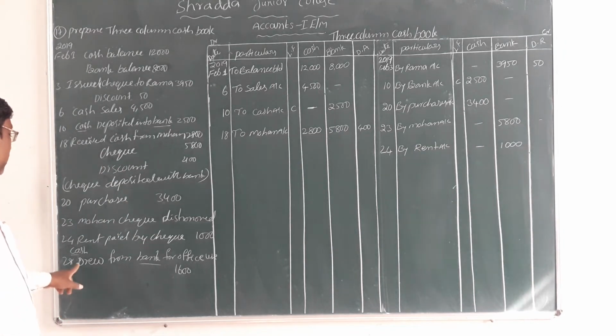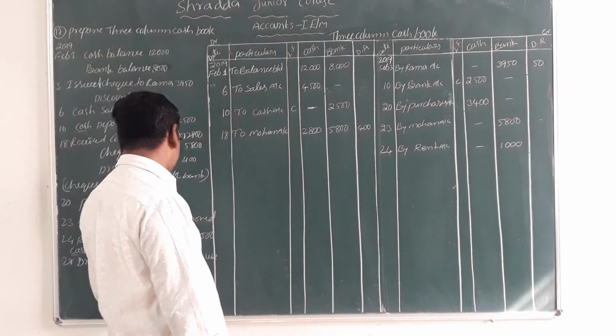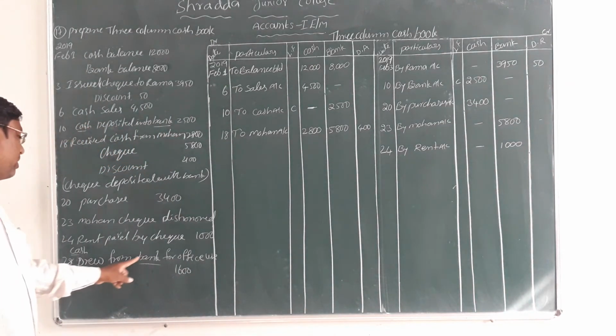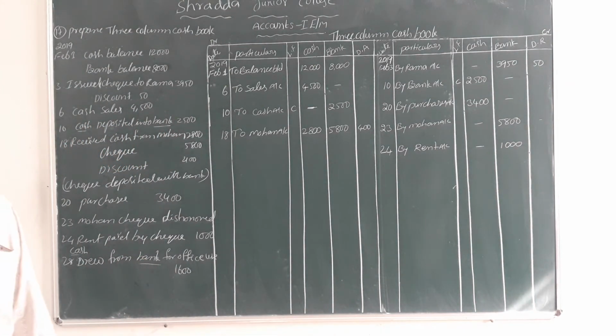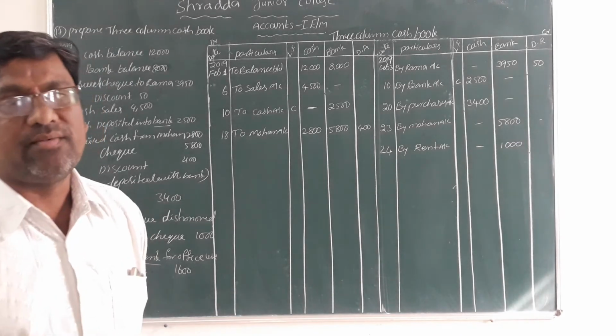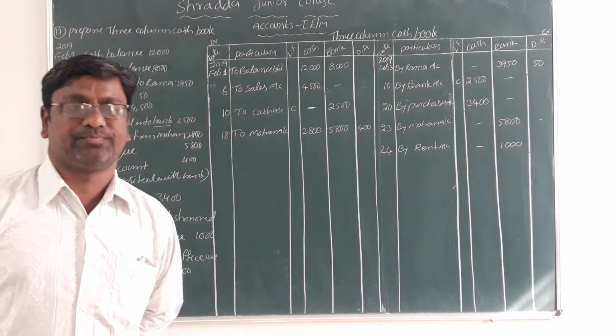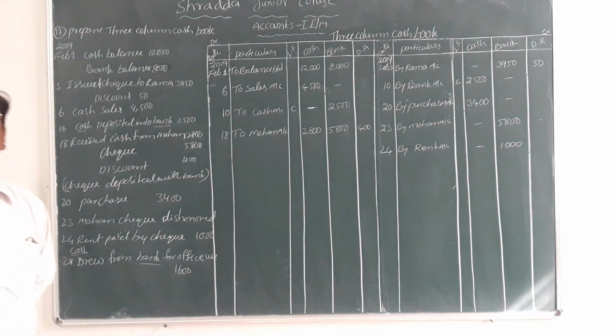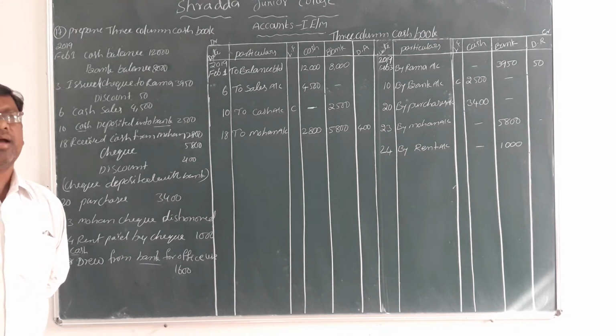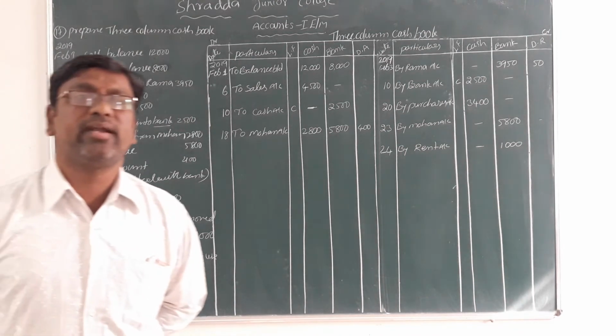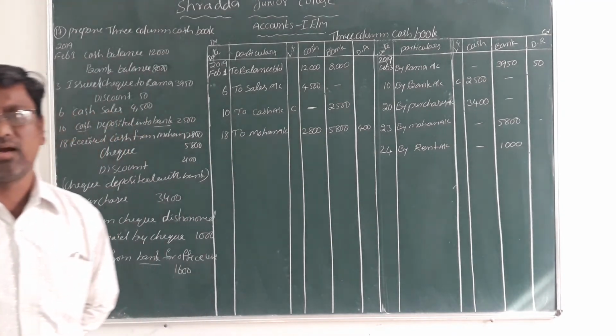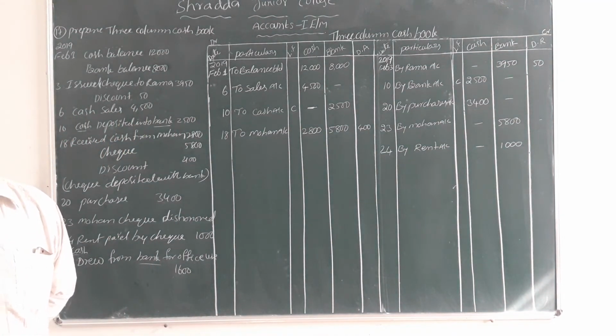Okay now. So what is the general entry? Let us see that cash drawn from bank. Bank lo nunchi cash ni draw chesam. Who is the giver? Bank is the giver. Isn't it? All givers go to creditor. That's why bank is creditor. What is debit? Cash is debit. Why? Because cash comes in the business. Okay now.